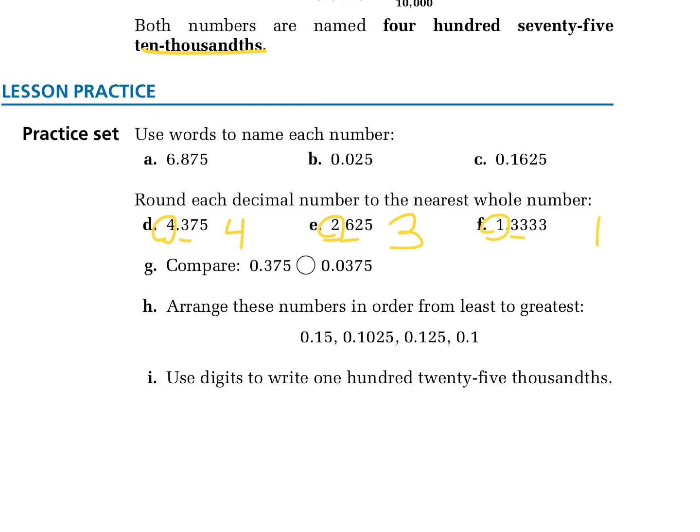Compare the two numbers, G. I'm going to look at first the whole number. They're both 0. Then I'm going to look at the tenths number, and I have 0 and 3. 3 is bigger than 0. So 375 thousandths is greater than 375 ten thousandths.